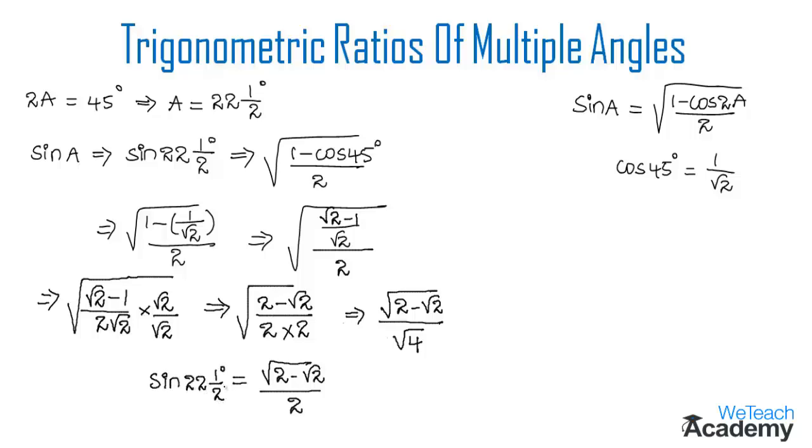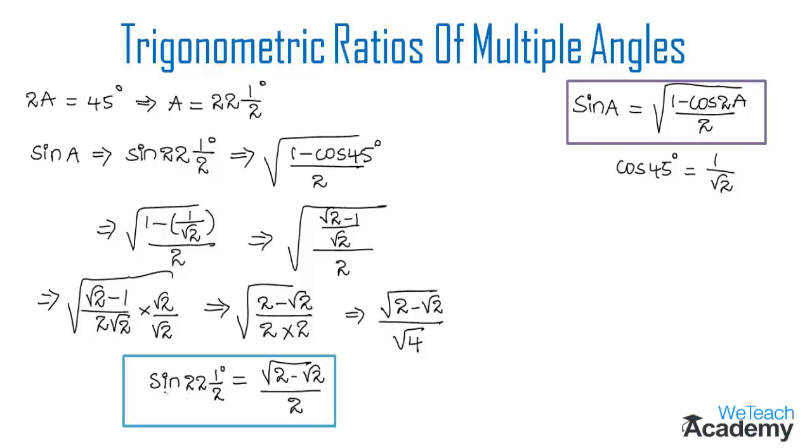Or we can also say the value of sine of half of the multiple angle 45 degrees. So we derived the value for sine 22.5 degrees, which is equal to under root (2 minus root 2) by 2. Make a note of the formula, which is sine A is equal to under root (1 minus cos 2A) divided by 2.